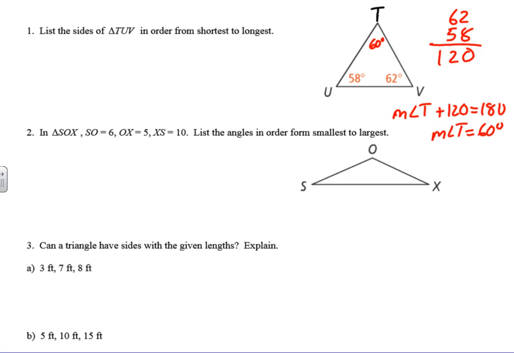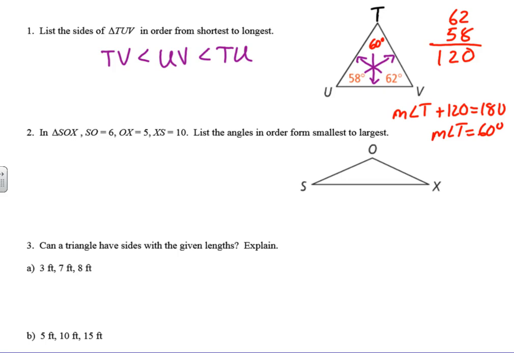Now these are all pretty close, so we have to use this order. So 58 is the smallest angle, so the shortest side would be TV. That side is going to be less than the side opposite 60, our middle angle, UV, which would be less than the final side here, which is TU.